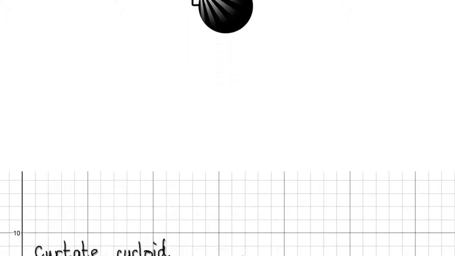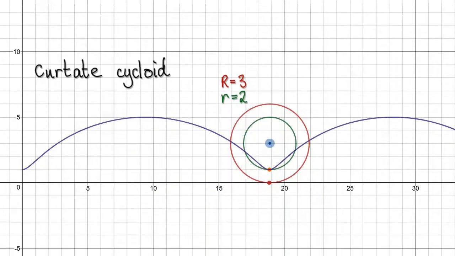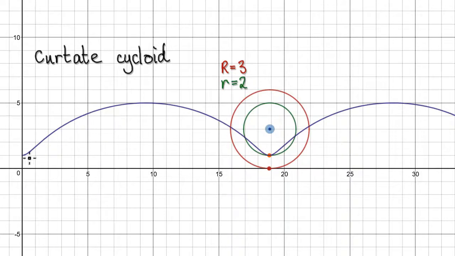In this video, we're going to come up with the parametric equations for the curtate cycloid. So that's this purple line here. You've got one circle. This red circle here has radius, in our case, 3. The small circle, in our case, has a radius of 2. We are trying to keep track of one particular point on the small circle.